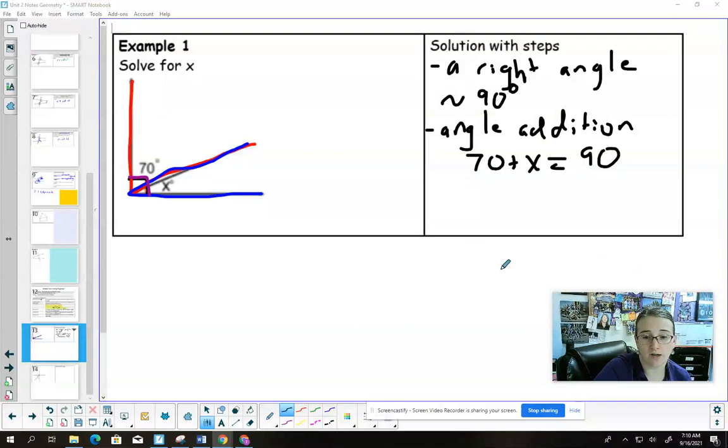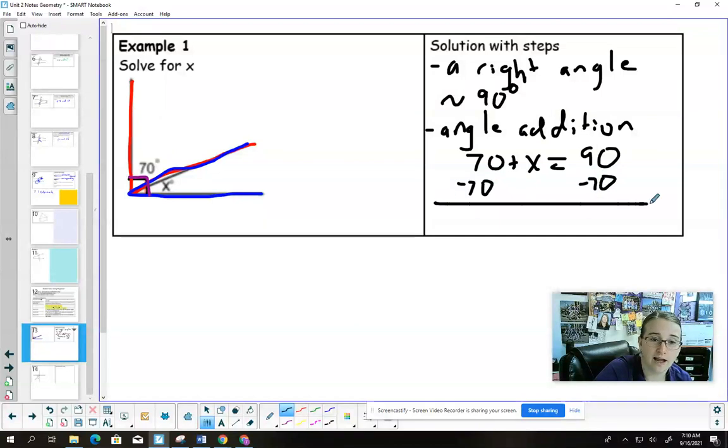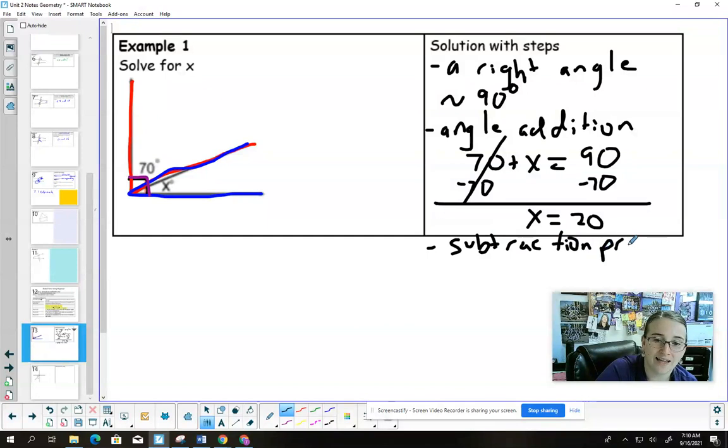So how would I solve for x? Go ahead and do that real quickly here. I would subtract 70 from both sides, right, to get x by itself. So x ends up equaling 20. This last step here, we do call this literally subtraction property. That's our reasoning. I can do this because I am allowed to subtract a number over to the other side.